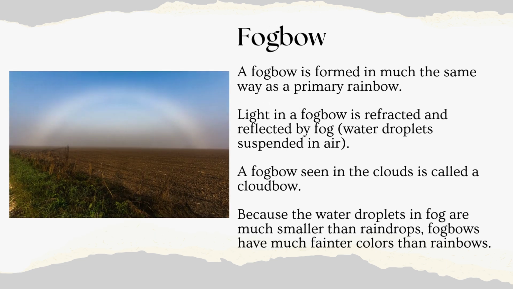Fogbow. A fogbow is formed in much the same way as a primary rainbow. Light in a fogbow is refracted and reflected by fog. A fogbow seen in the clouds is called a cloudbow. Because the water droplets in fog are much smaller than raindrops, fogbows have much fainter colors than rainbows.